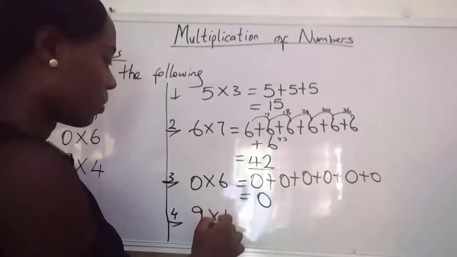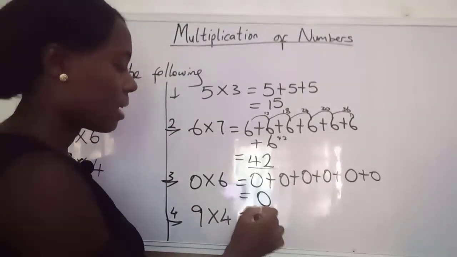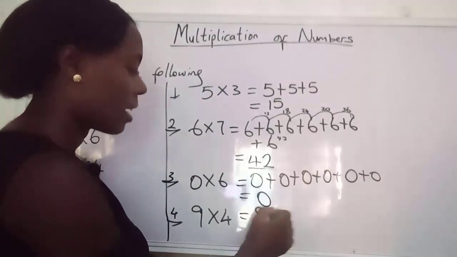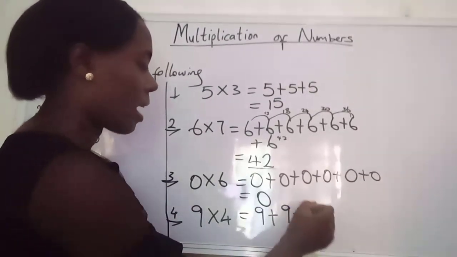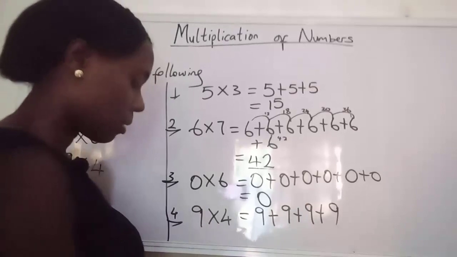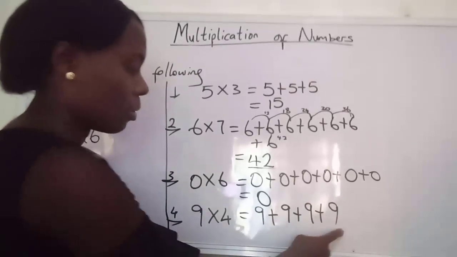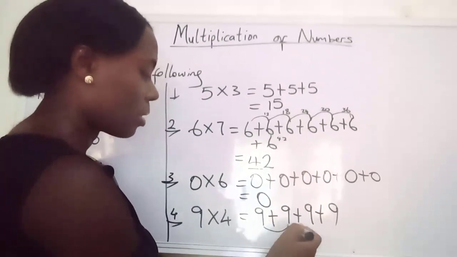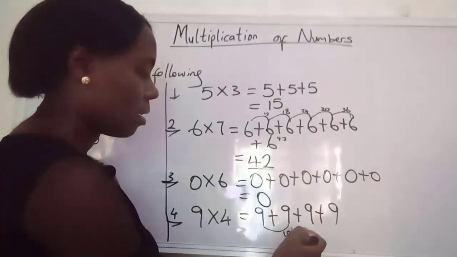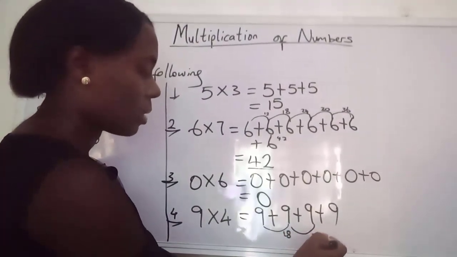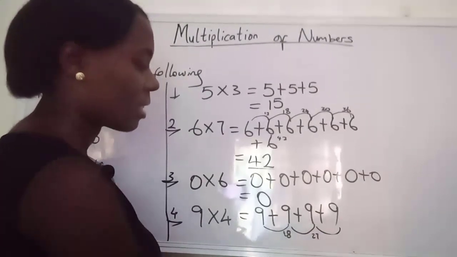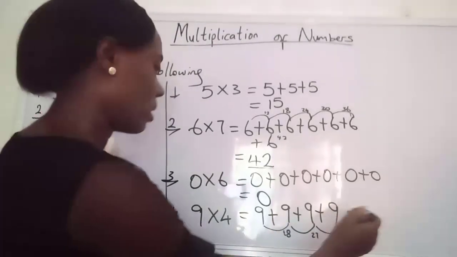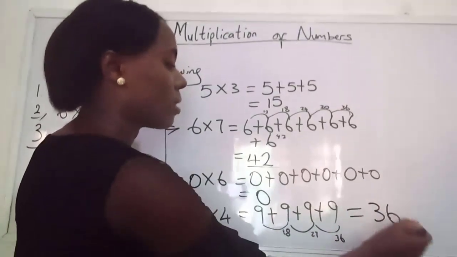Okay, let's see number 4. 9 times 4. That is 9 adding up itself in how many places? 4 places. So let's have 9 plus 9 plus 9 plus 9. Let's count them. 1, 2, 3, 4. 4 places. So let's add: 9 plus 9 is 18. Plus another 9, 27. Plus 9, that'll give us 36. So 9 times 4 is 36.